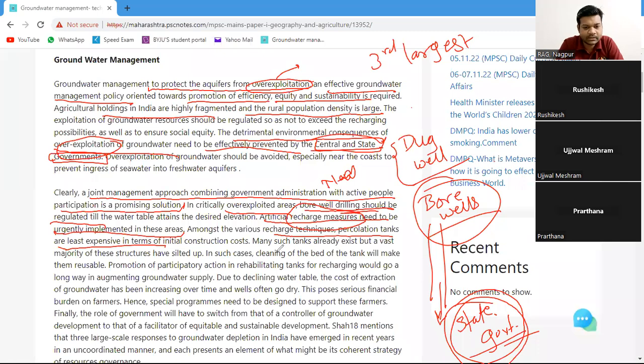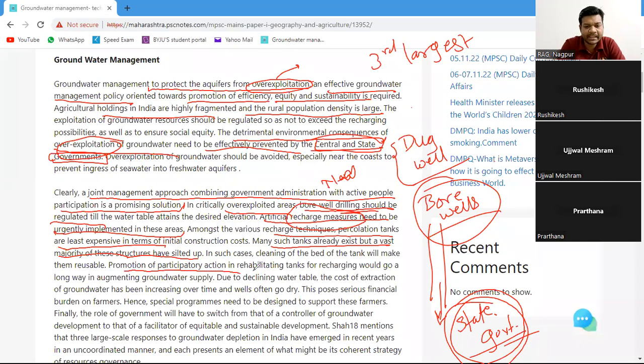Then many such tanks already exist, but a vast majority of these structures have silted up. Silted up means these structures are filled with silt. They should be taken out, they must be cleaned, and this cleaning will make them reusable. Once you clean the tank, it will be reusable.